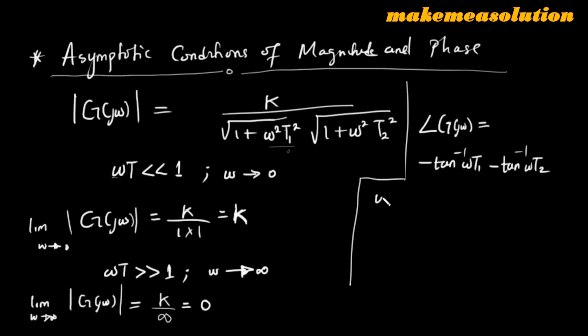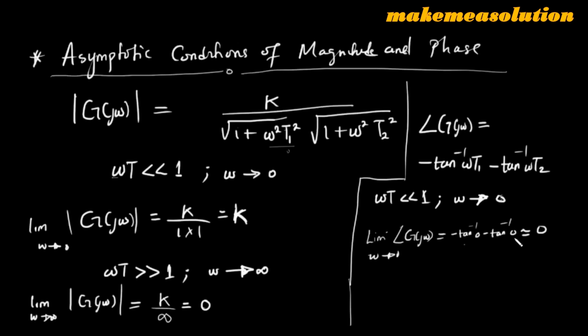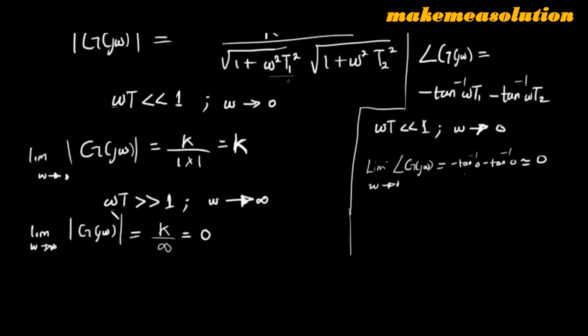So we'll also consider what happens when ωT is far less than 1, or when ω approaches 0 itself. So when ωT is far less than 1, how will the phase be affected? You discover that the phase angle, that's the limiting value of the phase angle of G(jω) as ω approaches 0, is going to be minus tan inverse of 0 minus tan inverse of 0, which is still 0. Tan inverse of 0 is 0 and tan inverse of 0 is 0. So we'll repeat the same thing that we did for this particular place.